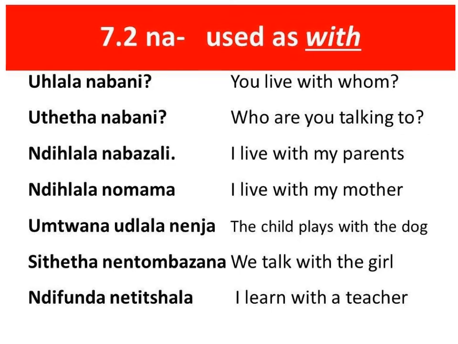But it can also be used not just living together with something, but playing with something. So the umntwana udlala nenja, and you can notice that vowel coalescence happening there again. The child plays with the dog. Or when we use "with" and we're talking with somebody. So siteta nentombazana, and you can notice again that vowel coalescence happening over there. Or when you're saying, I'm learning with somebody. So I learn with a teacher, for example. Ndifunda netichala.